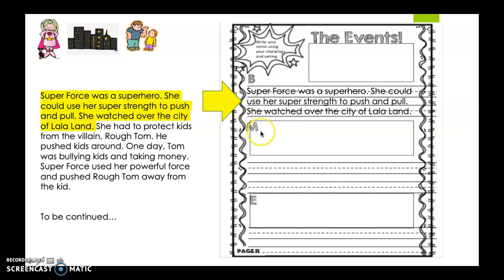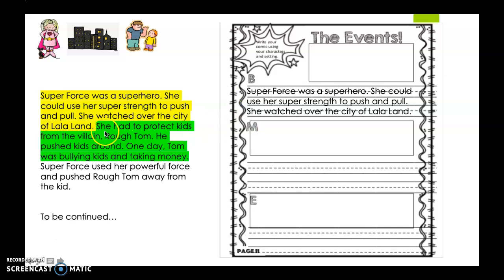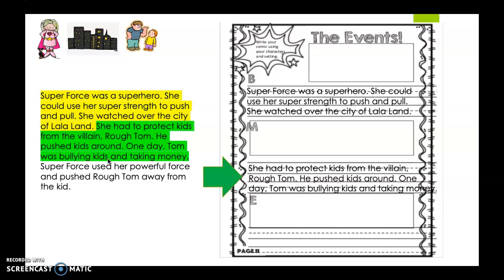Now we need to move on to the middle. Remember, the middle usually has some kind of event or something happen, and there's usually a problem of some kind. So in my story, my problem is that there's a villain named Rough Tom, and he pushed kids around. Okay, and then one day Tom was bullying kids and taking money. That's a big problem, isn't it? He's a real villain. So I'm going to put that in my middle.